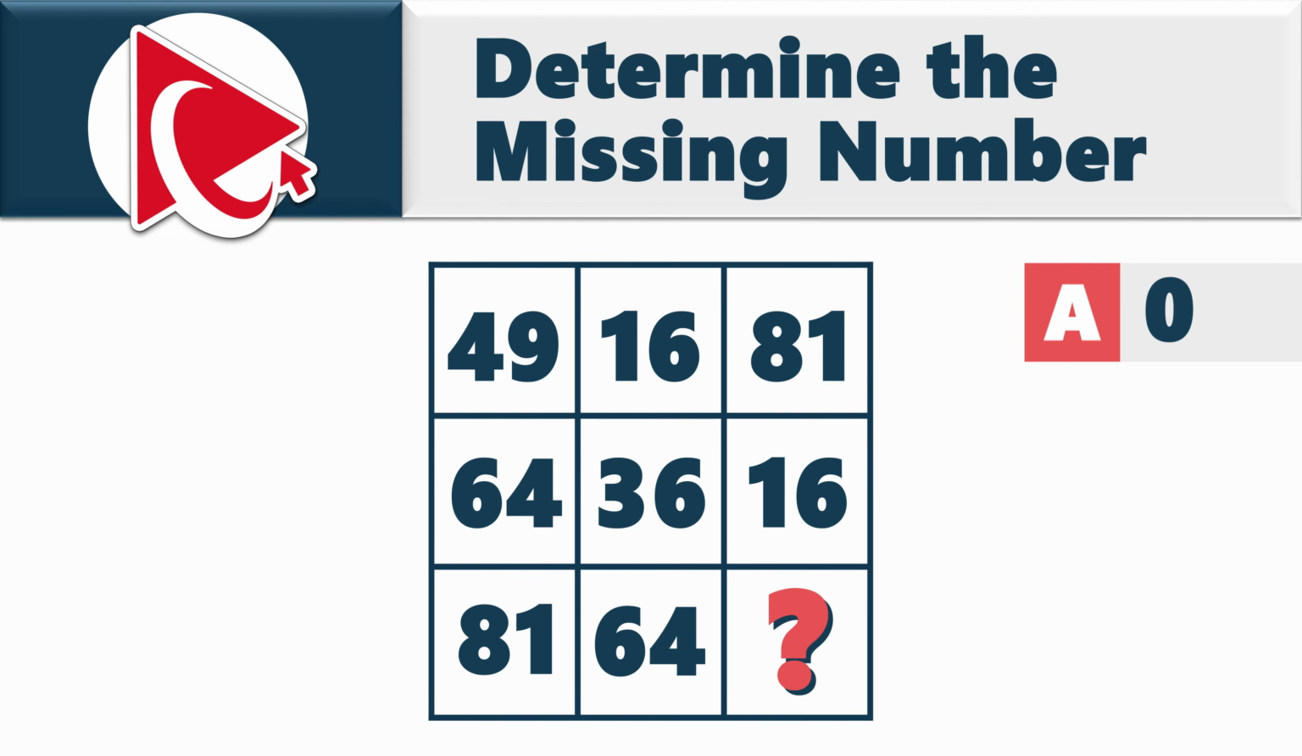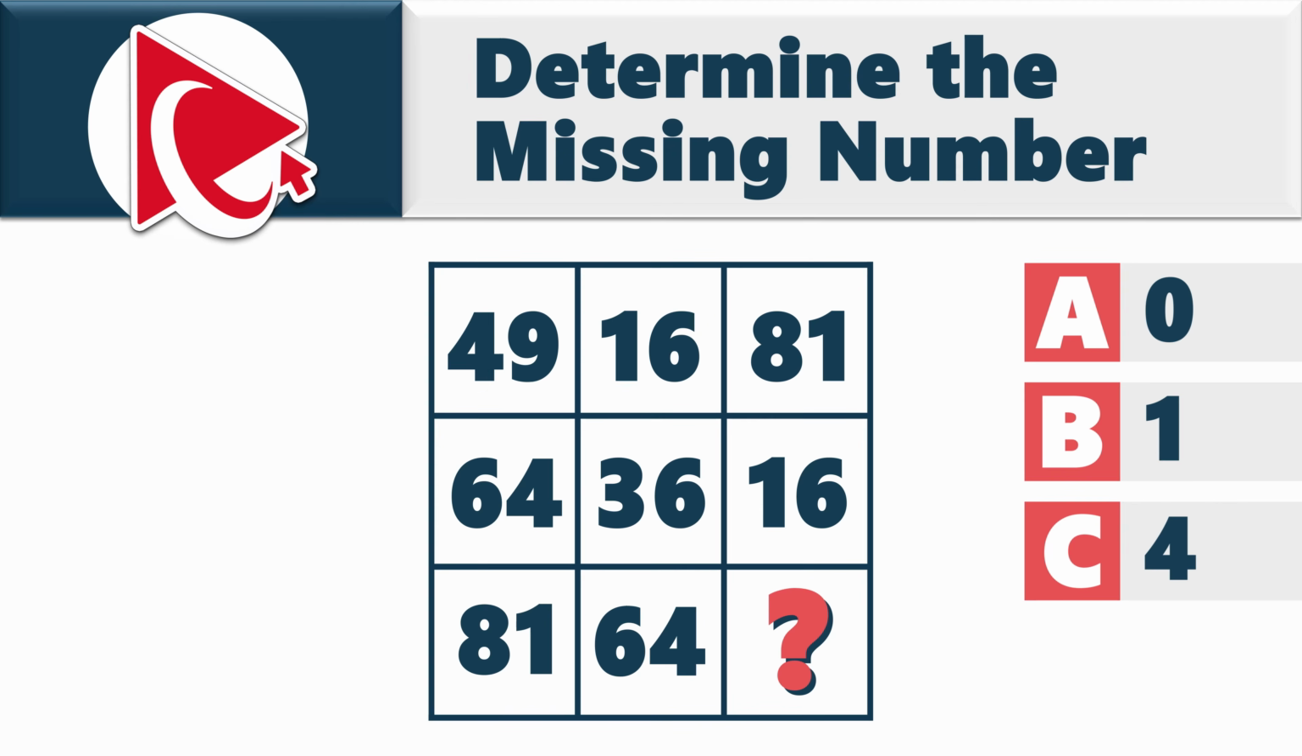Choice A, 0. Choice B, 1. Choice C, 4. And last but not least, choice D, 9.